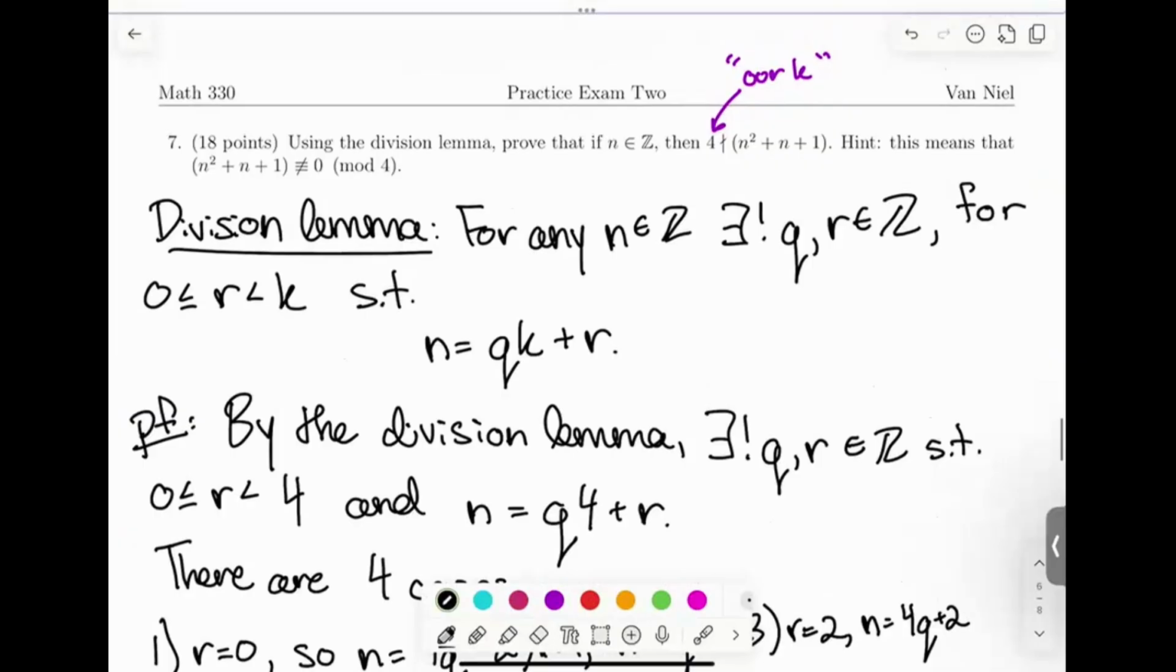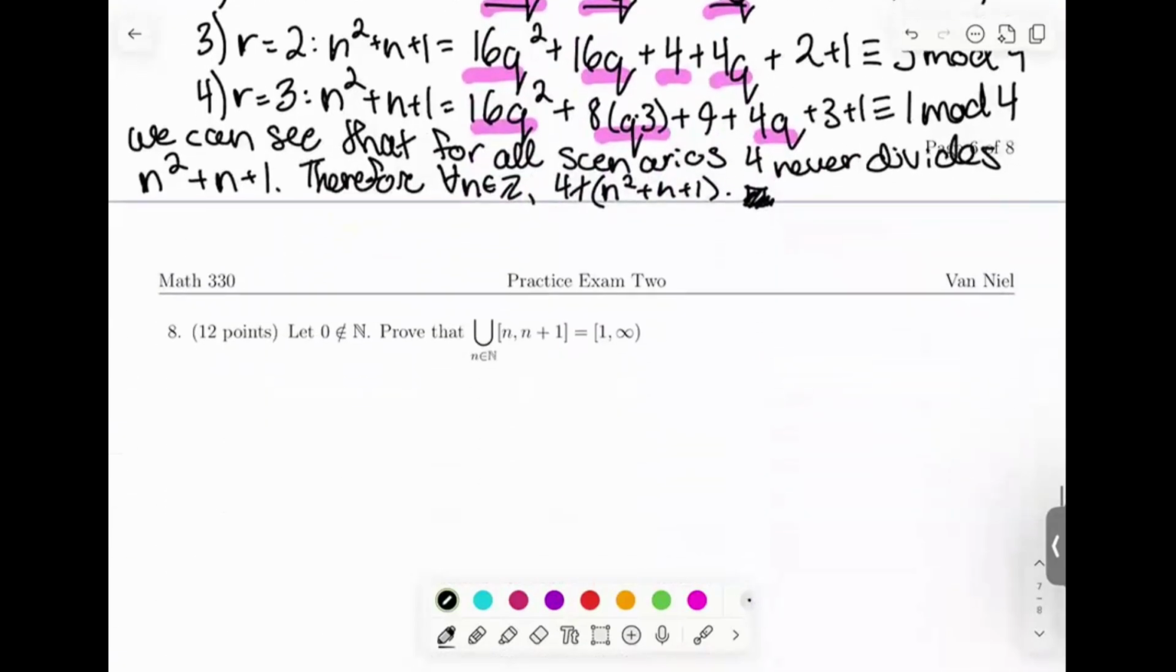Because if you're divisible by 4, what does that mean? That means you can be written as 4 times some integer, like q. But if you're 0 mod 4, that means you can be written as 4 times some integer. So that's why they agree.